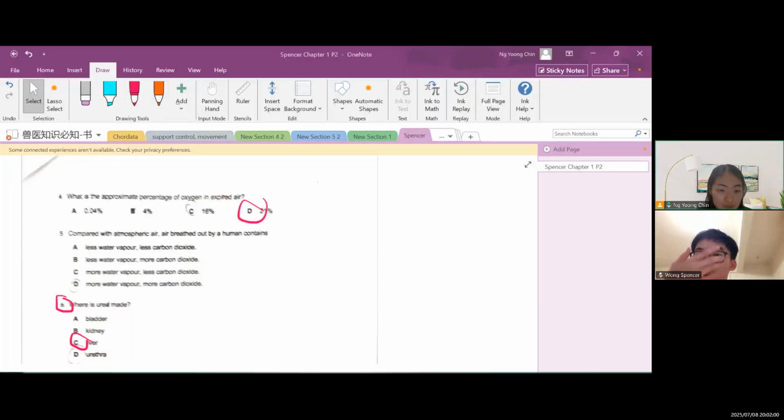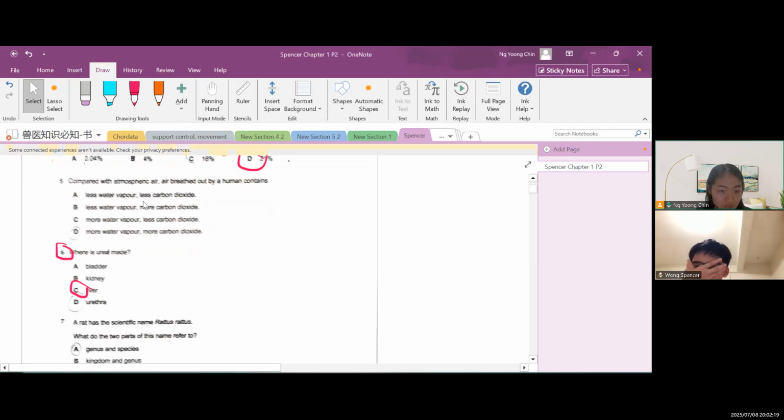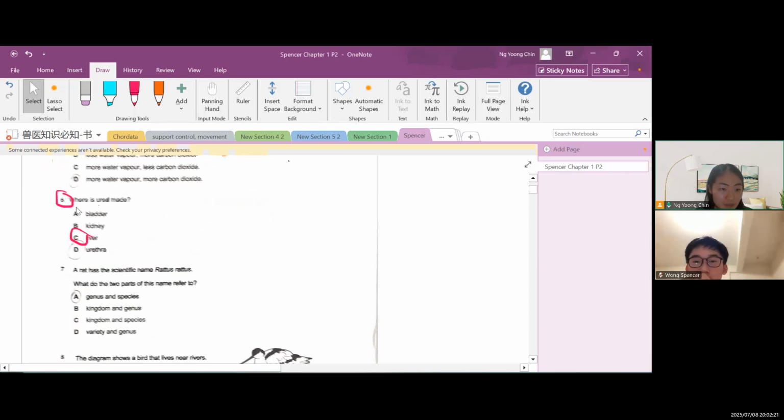In the inspired egg. So it will be like, because this is the inspired egg, right? So it will be, oh sorry, it's 21. Okay, so this answer actually is, I think it's yours correct. Sorry. Yeah, this is 16. Okay, 60%. And then for this one, where is the urea made?